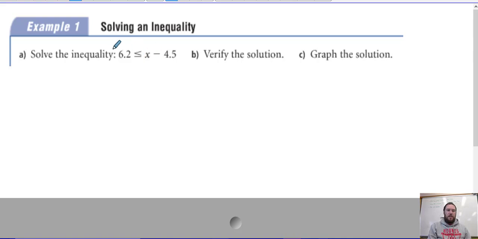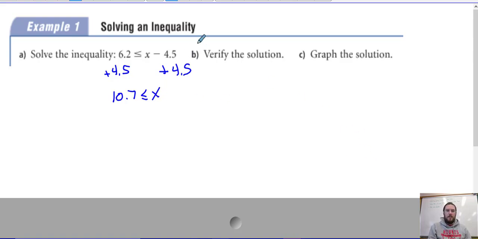So right now I have 6.2 less than or equal to x minus 4.5. To get the x by itself, I want to undo the minus 4.5. So I add 4.5. And just like with an equation, whatever I do to one side, I have to make sure I do the same thing to the other side to keep that balance nice and balanced. So 6.2 plus 4.5 is 10.7 less than or equal to x.